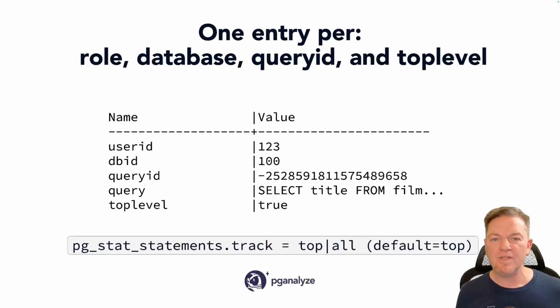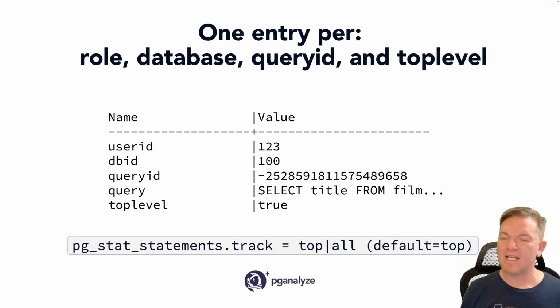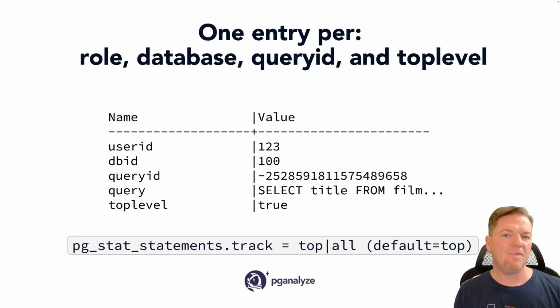Now, the entries are unique by this key set: the role, database, the query ID that was generated for the structure of the query or the hash, and whether or not the query was a top-level query. I want to briefly talk about top-level, but I'll only do it on this slide. By default, pg_stat_statements.track is set to top. And a top-level query is essentially the query that was initiated with a session or a transaction. So I execute select title from something. That's a top-level query. It's the thing I initiated.